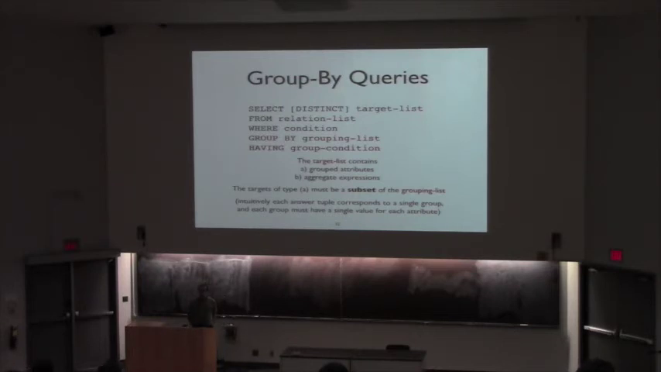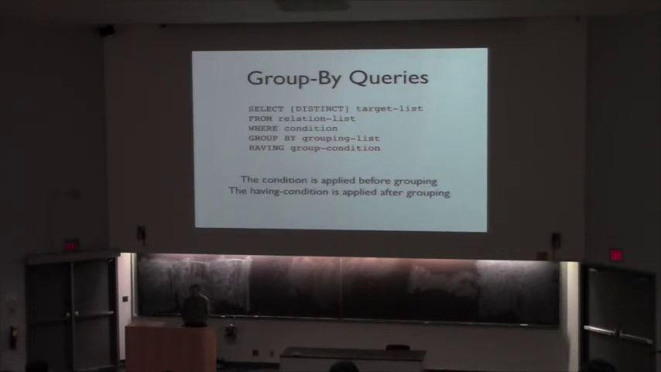So any questions on this? Great. All right. One additional caveat to note here, the targets that appear in the target list have to be a subset of the columns that appear in the grouping list. You don't have to have every column in the grouping list in the target list, but every column that appears in the target list must either be an aggregate or must be a group by column. So once again, the regular where clause is applied before grouping, so that can affect the aggregate values, while the having condition is applied after grouping, so that can reference the aggregate values.